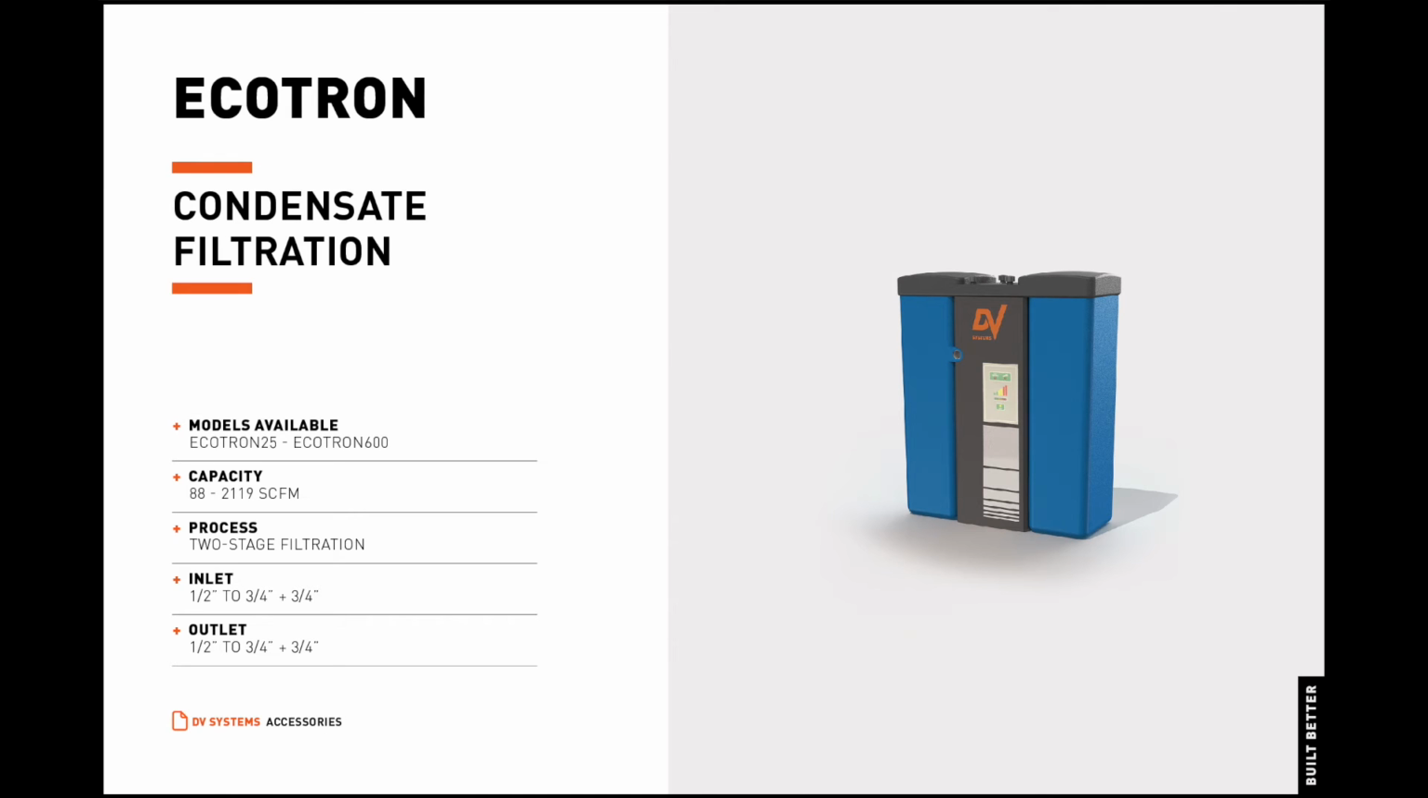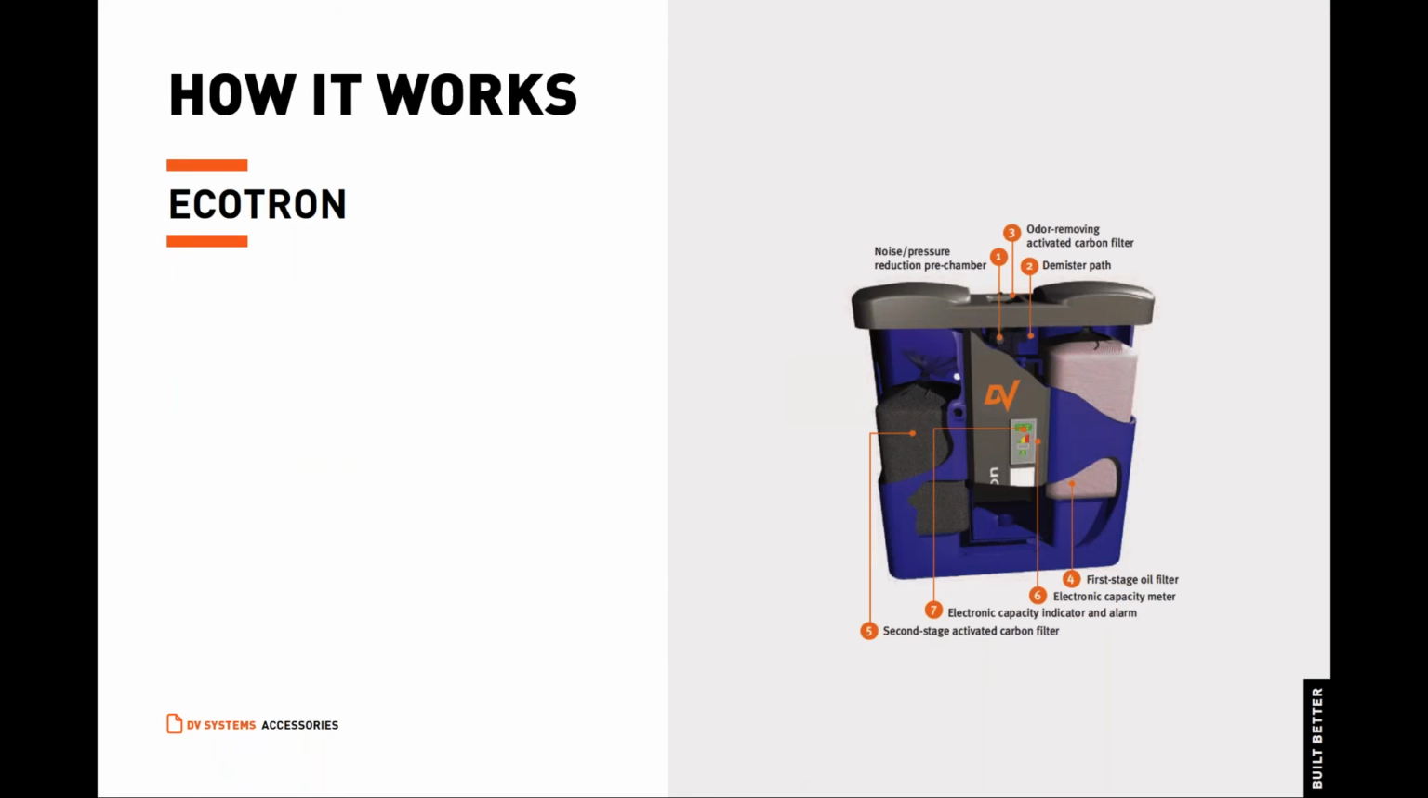are removed. The Ecotron condensate filtration system is easy to size, install, and maintain, and ensures that the filtered condensate is suitable for disposal down a municipal drain. The Ecotron condensate filtration system is a simple two-stage filtration process through two different filters.